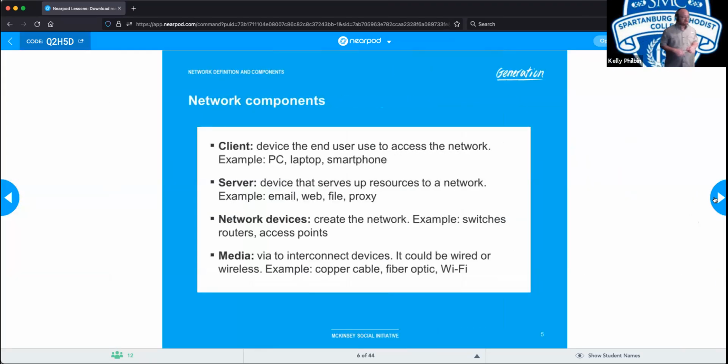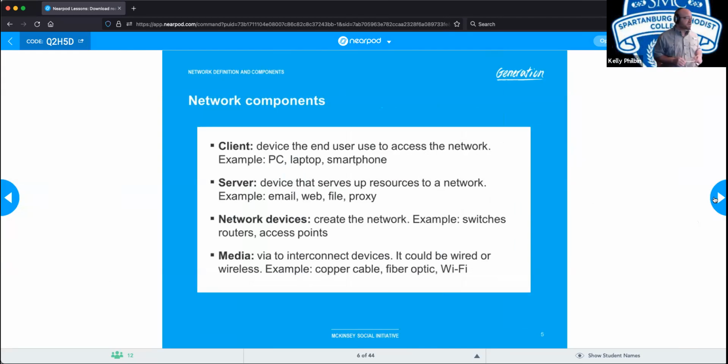Now, some of the biggest network components we need to be aware of are the client, the server, the network devices, and media. Who is the client? That's the end user, in essence, your computer. They're the ones who are trying to access the network itself and utilize the resources being provided. Examples of this would be a PC, a laptop, smartphone, tablet, what have you.